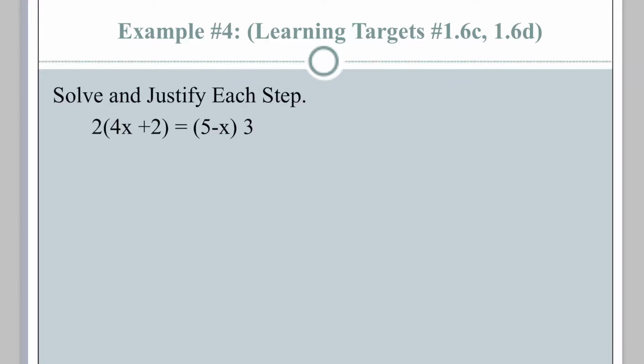Example number 4. Highlighting learning targets number 1.6c and 1.6d. Solve and justify each step. Hit pause, work through the example, justify each step in the process, and once you finish, hit play and we'll work through it together.